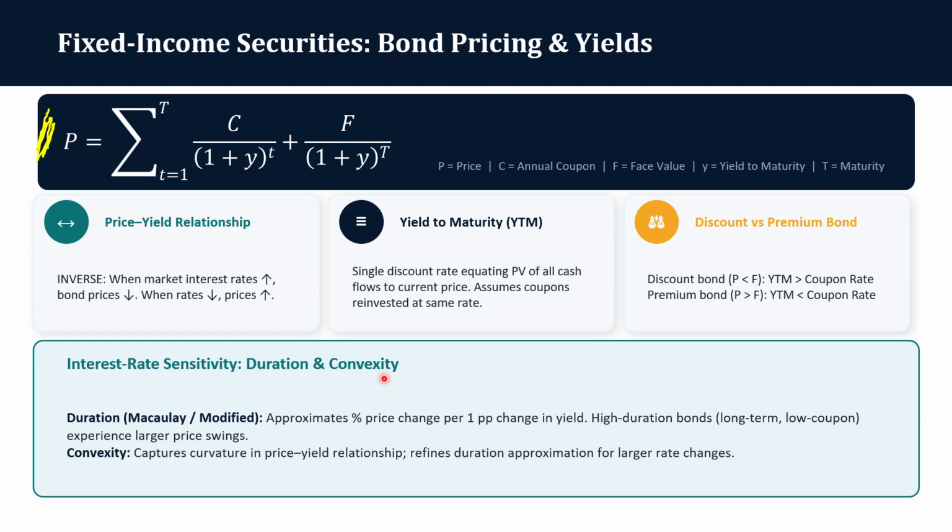Now, things to remember: try to remember the bond pricing formula from this. Try to explain the inverse relationship between price and yield, or price and interest rate. Also try to define yield to maturity in your own words. Okay. Now let us move on to the next part.